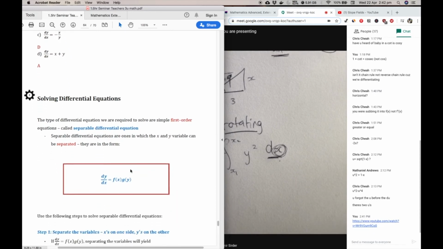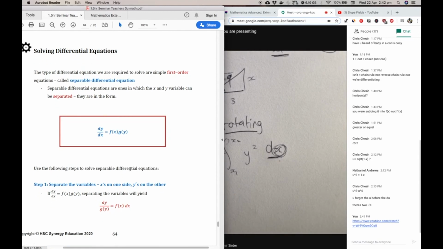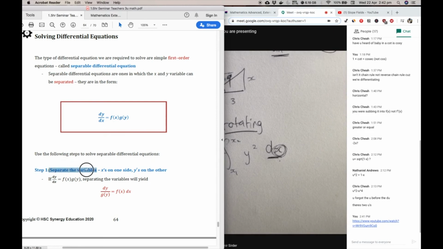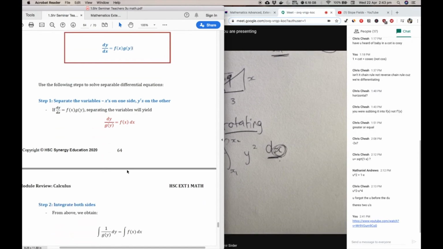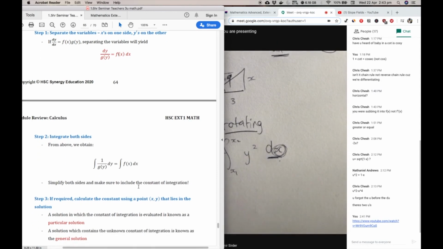Solving differential equations. This is the last section of differential equations, and it's by separation of variables. Now, separation of variables is actually very simple. It's just separate all the x's on one side and all the y's on the other side. So if dy dx is equal to f of x times g of y, then put the g of y down here and put the dx up there, like so. And then integrate both sides.